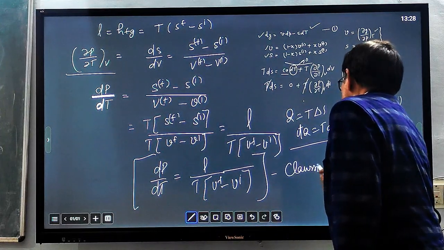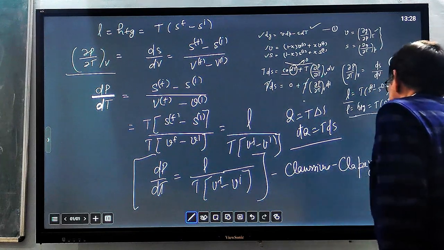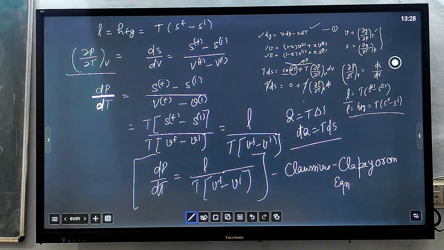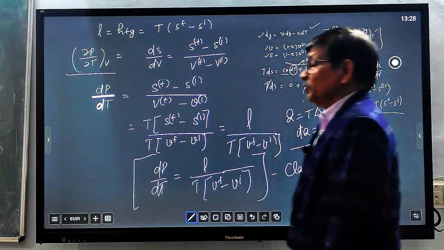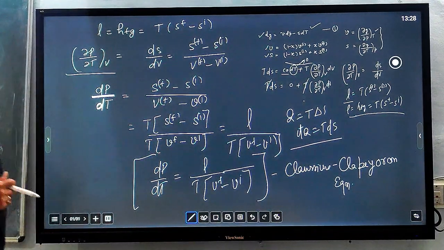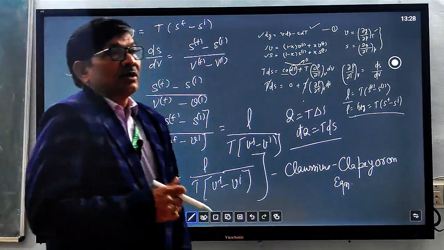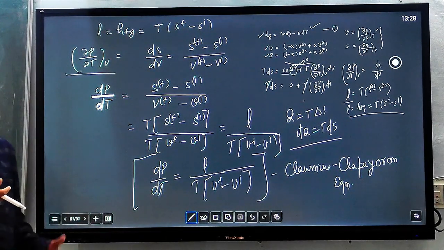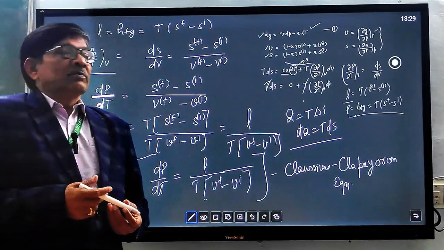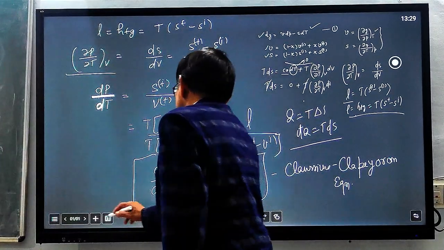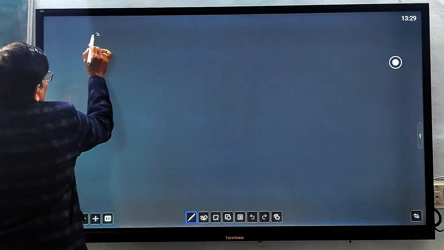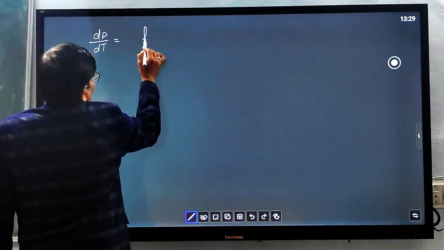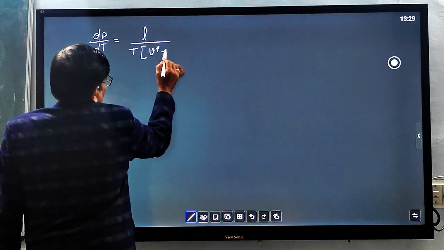This is the Clausius Clapeyron equation of phase transformation. It is very useful in defining the nature of the phase transformation graph of any material, and also the slope of the phase transformation curve. So now see here, in the next page we have derived the equation dP over dT equal to L upon T(Vf minus Vi).